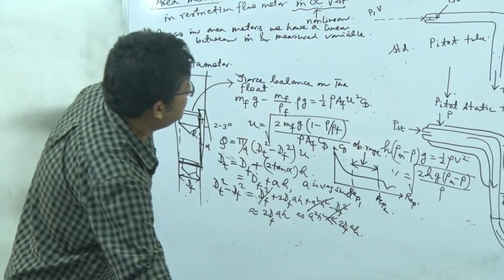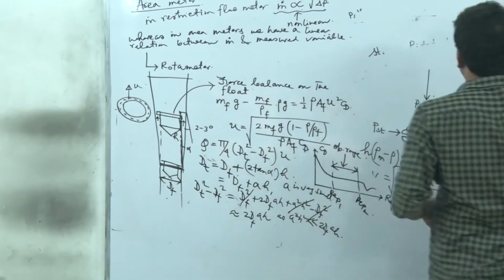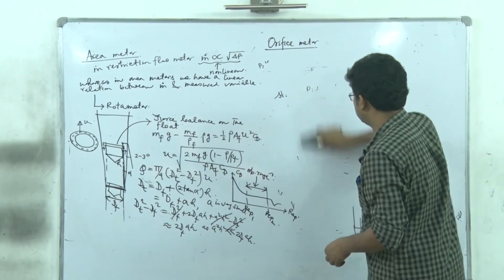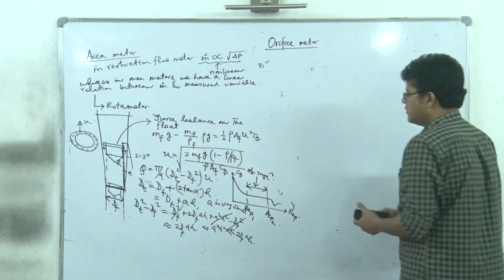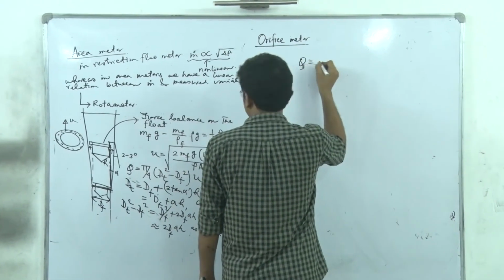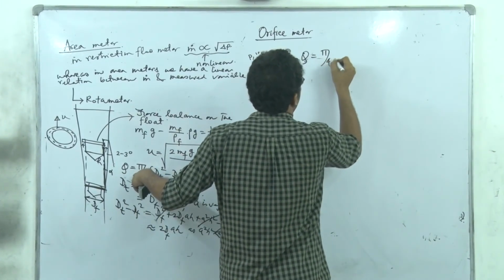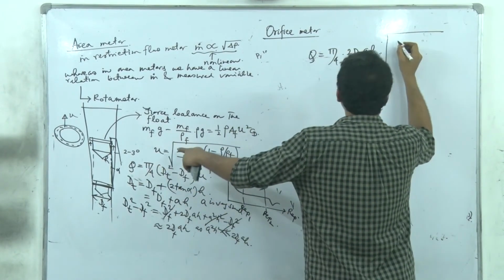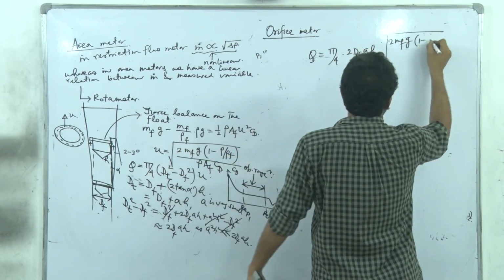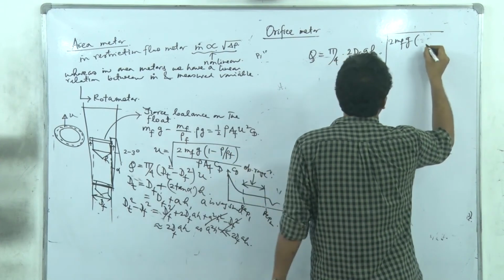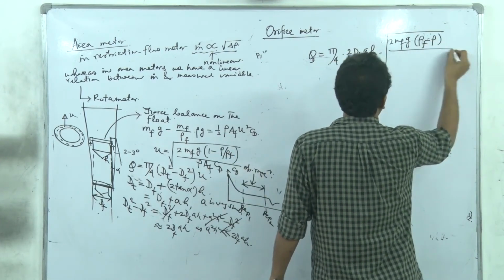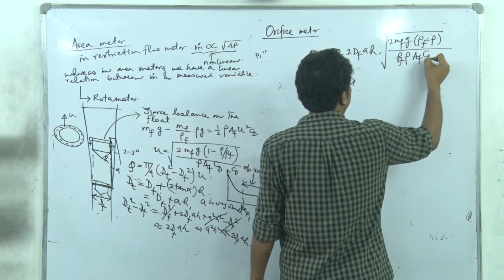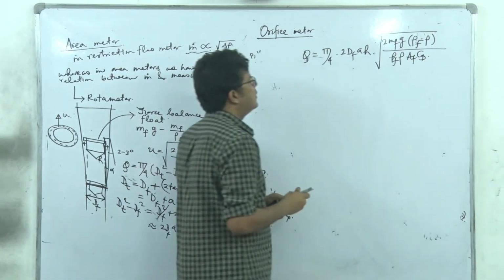So as we drop this, my final equation for this rotameter becomes Q is equal to pi by 4 into 2 df a h, so that is this part, into u, which is the square root of 2 m g into 1 minus, or rather if you multiply this, rho f minus rho, divided by rho f into rho into af into c, right? So that's the equation.